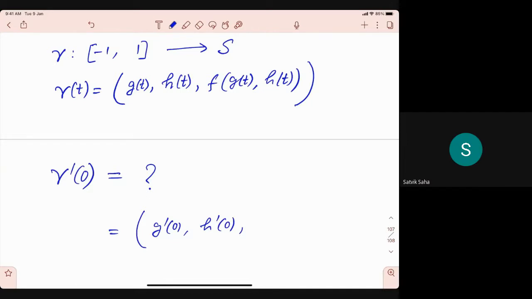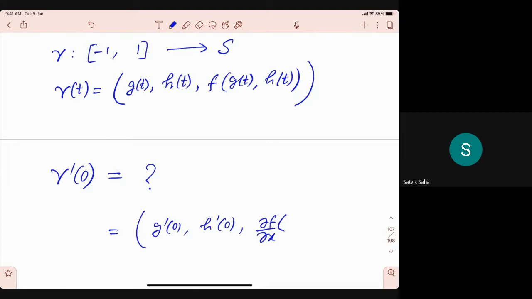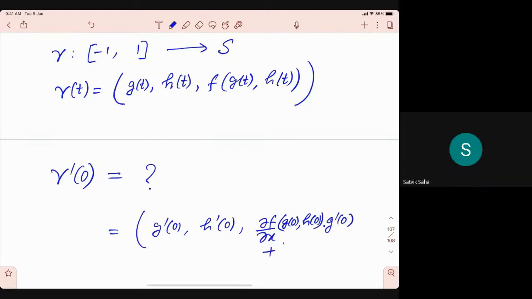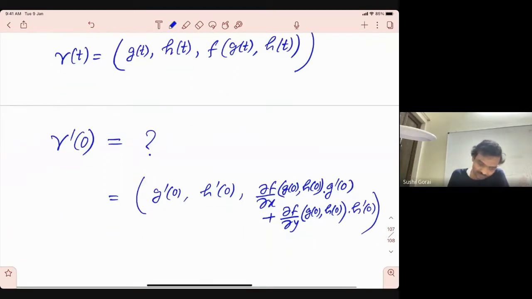g prime 0 times del f by del x at (g(0), h(0)), plus del f by del y at (g(0), h(0)) times h prime 0. Right, is it clear to everybody?